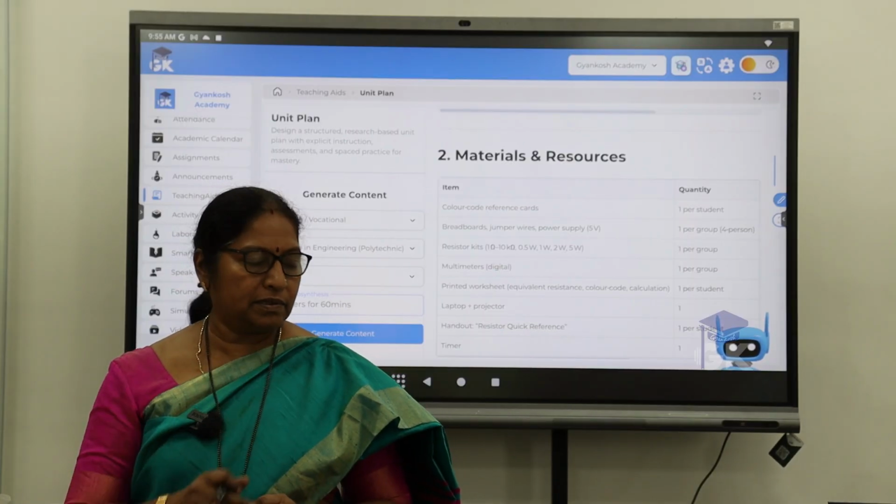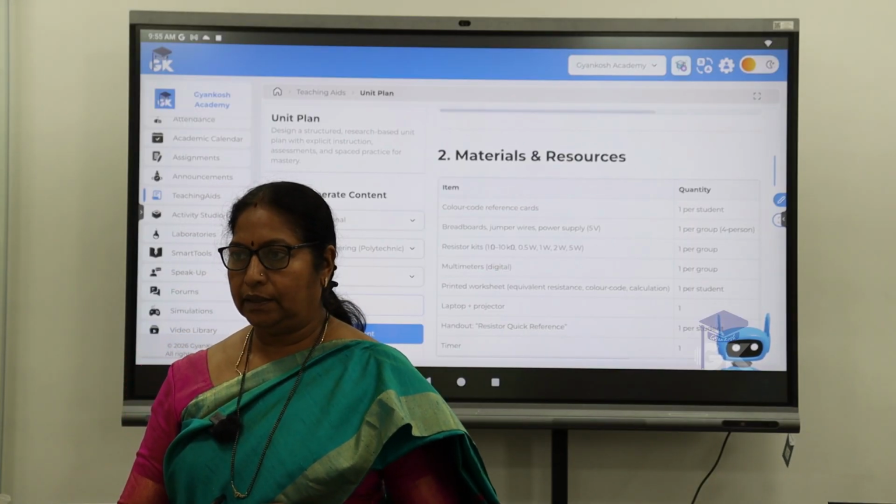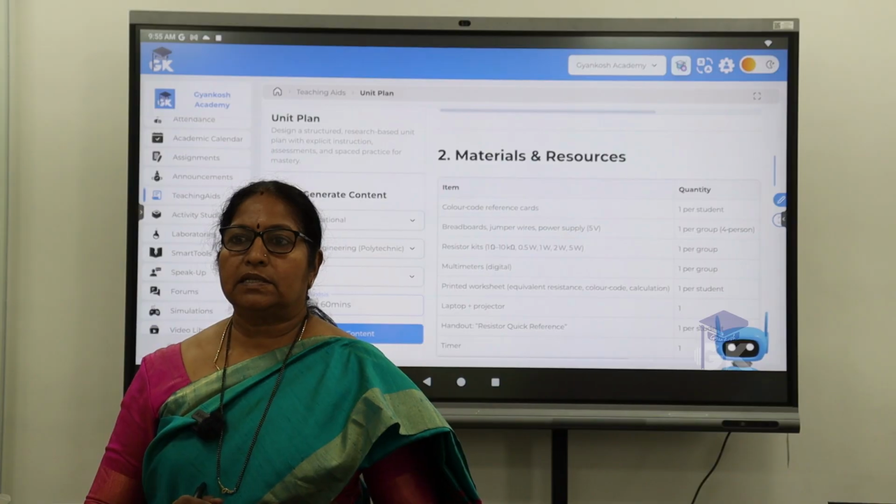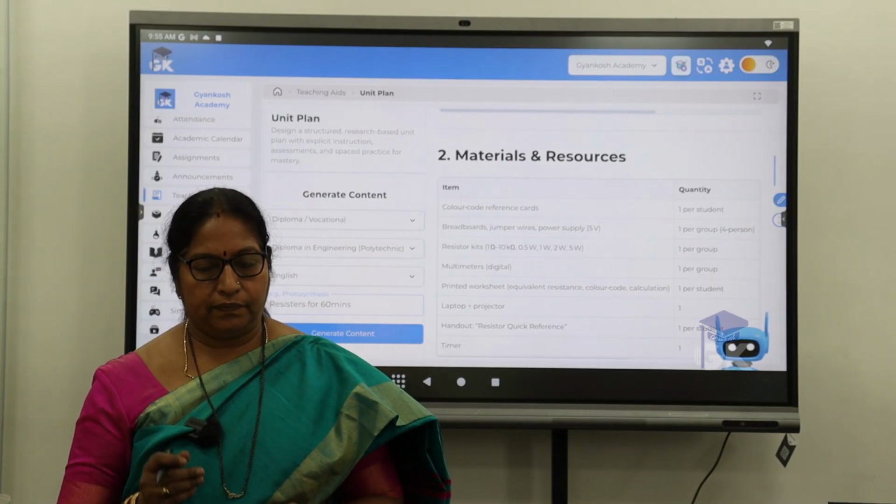Pass it and just pass back once again to the front. Resistor covers, you just pass it.